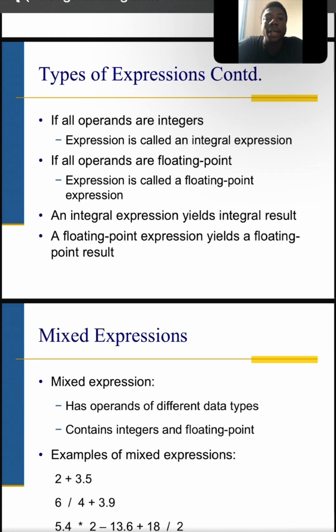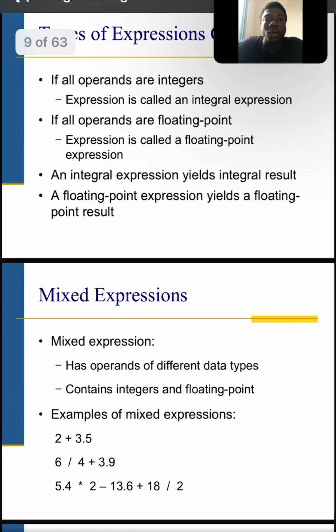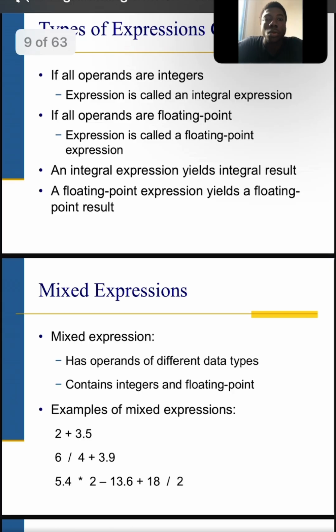The 3.5 is what? A floating point, and the 2 is what? An integer. The 6 and 4 are integers, and the 3.9 is a floating point. The 4.5 and the 13.6 are floating points. The 18 and 2 are what? They are integers. So we go on and move to the conditional expressions.